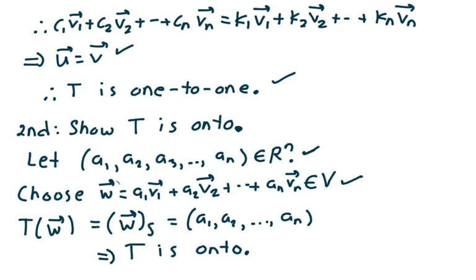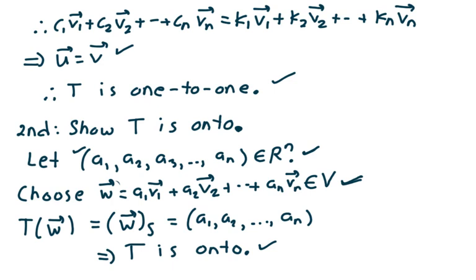And so notice how we got the vector back. And that shows T is onto. So let me say that again. We pick something in R^n, and I'm going to call it the vector (a1, a2, a3, through an). That belongs to R^n. I'm going to choose w equal to a1v1 plus a2v2 plus ... plus anvn. That belongs to V, for sure.